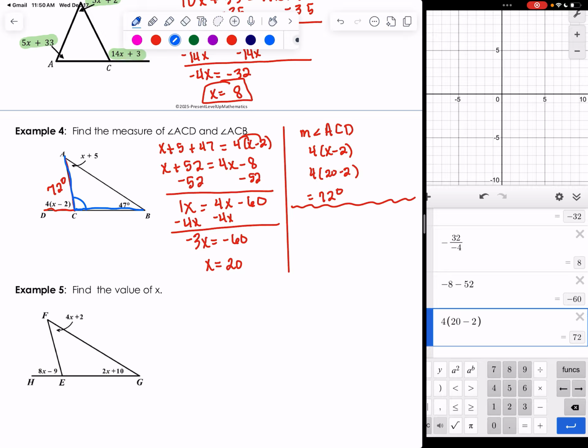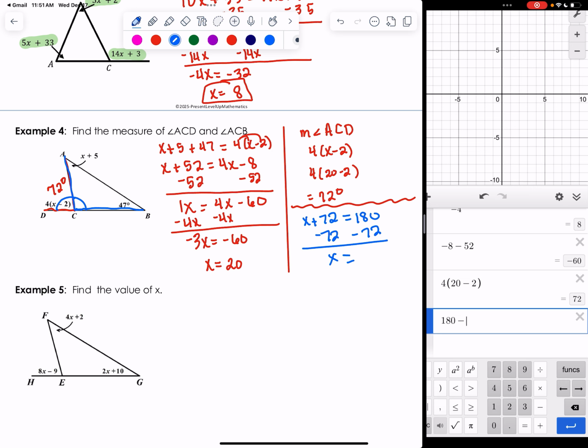Okay. Now, what I know is this angle and this angle are supplementary. In other words, they add to 180. So x plus 72 is equal to 180. Subtract 72. So 180 minus 72, and that gives me 108 degrees. So this angle is now 108 degrees. Now I could find the third angle, but it didn't ask me to, so we'll stop right there. So here are our answers that they were looking for in this problem.